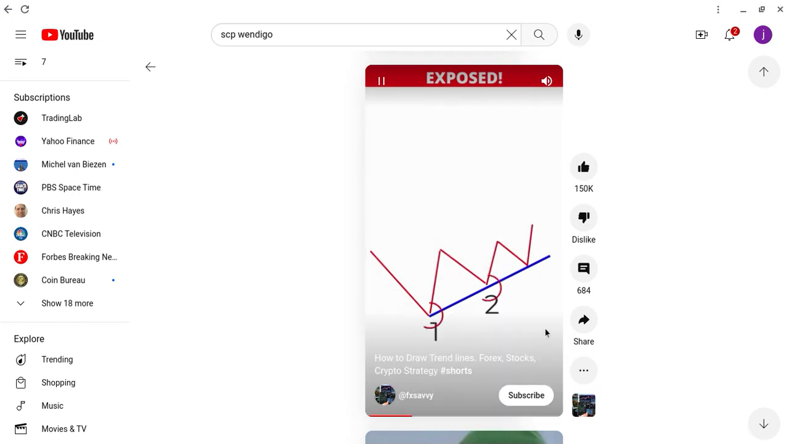First, the price must touch the trend line 3 times in order to count as a trend line. For example, if you draw a trend line which the price has bounced from only 2 times, then it's incorrect, and you should not trade based on it.